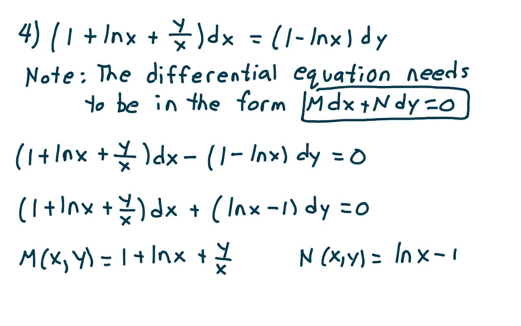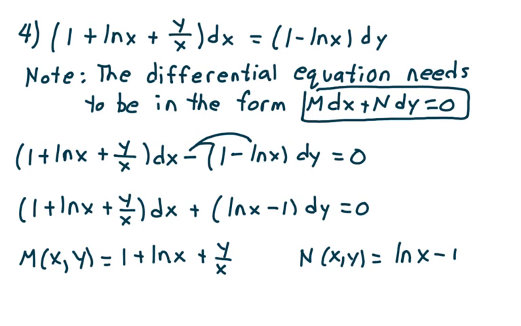And so what we want to do is move (1 minus natural log of x) dy over to the left-hand side. And when we do that, we get (1 plus the natural log of x plus y over x) dx minus the quantity (1 minus natural log of x) dy equals 0. Still not enough because we need to distribute the negative inside to each term. And when we do that, we get (1 plus the natural log of x plus y over x) dx plus (the natural log of x minus 1) dy is equal to 0.